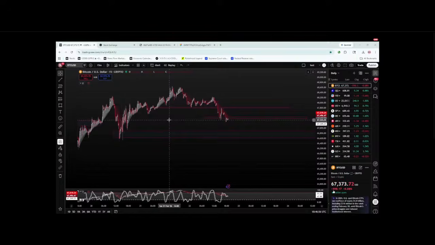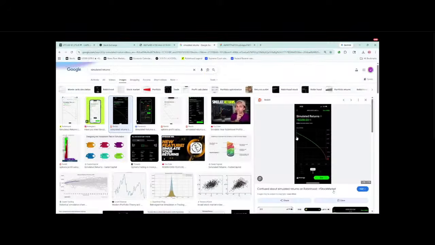I use simulated returns. Simulated returns is a huge thing on Robinhood Legend. I don't know if you guys know what simulated returns are. That's how I calculate. Of course, I do some other thinking, right? Because you can't just rely on simulated returns. That would be foolish. I know you guys have seen this before, simulated returns, this little thing.